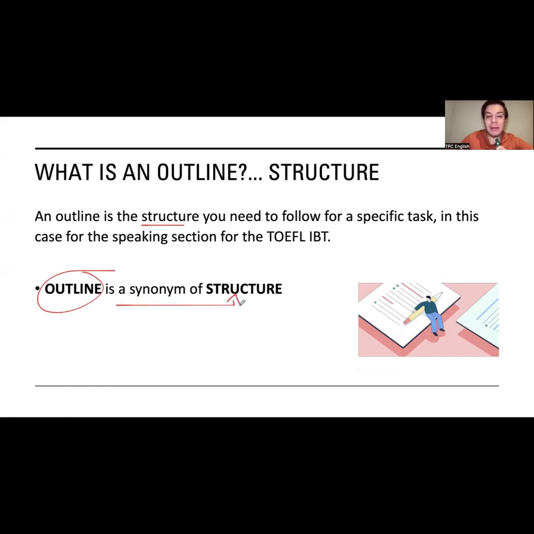Remember, in the TOEFL iBT, we need to try to use as much academic vocabulary as possible. Structure is a word for regular English, and outline is an academic word. Okay, so try to use academic vocabulary.